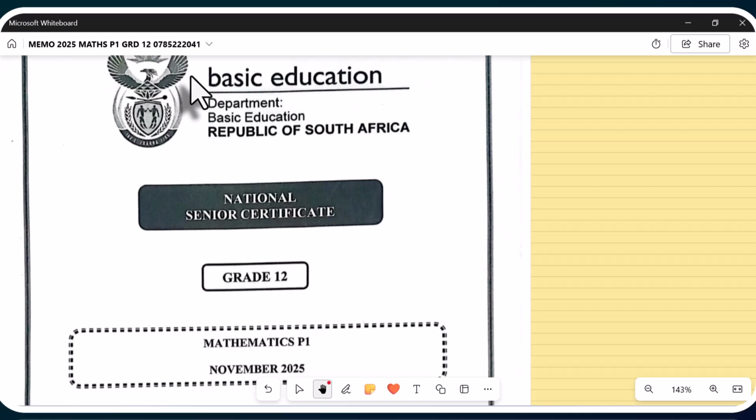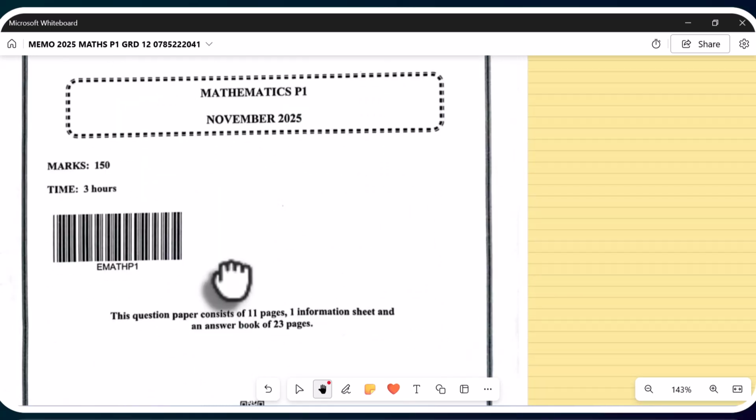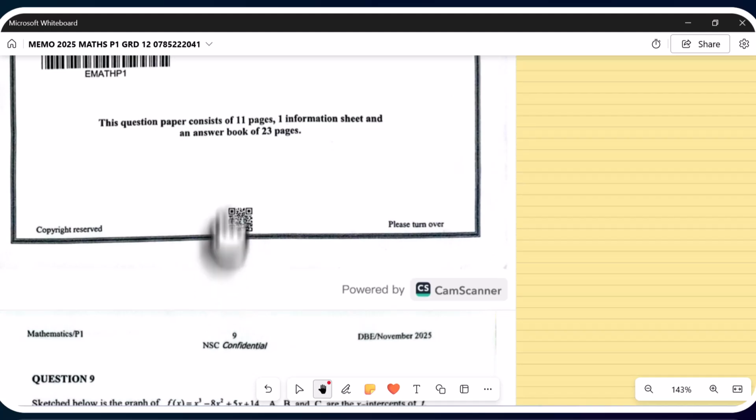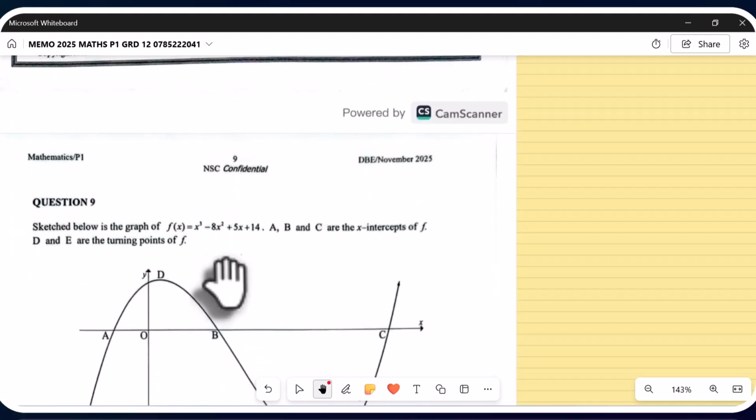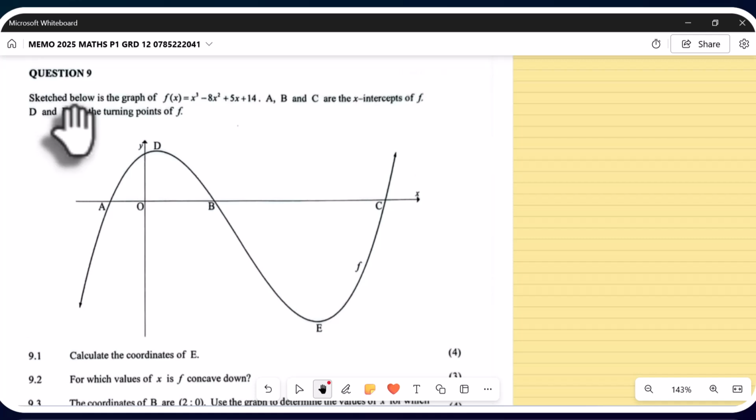And in this video, looking at question 9. Question 9 says that sketched below is the graph x cubed minus 8x squared plus 5x plus 14. A, B, and C are the x-intercepts of the function. D and E are the turning points of the function. Then they say calculate the coordinates of E.